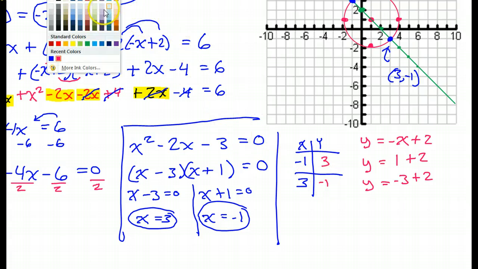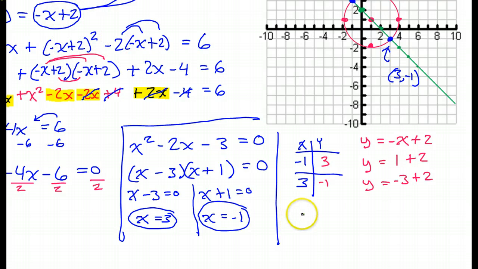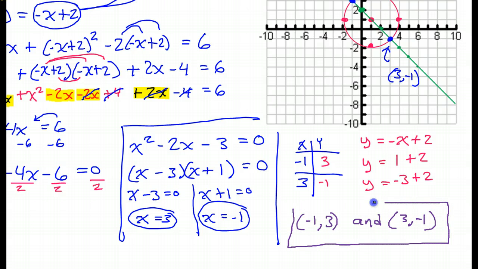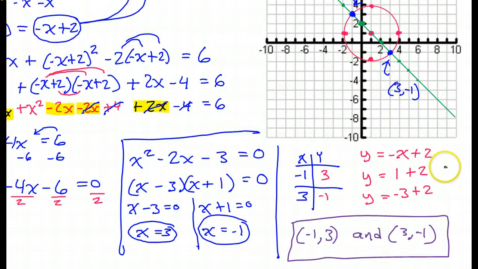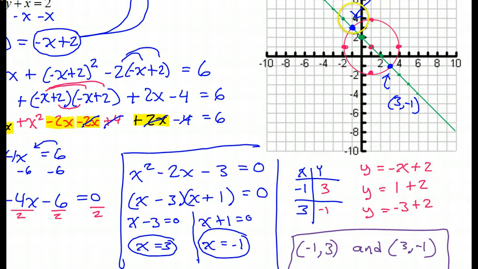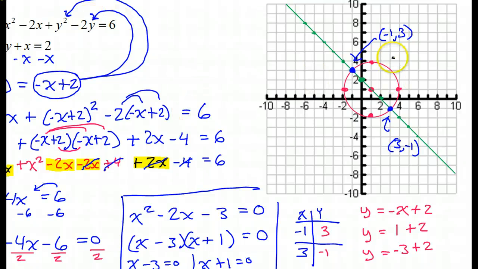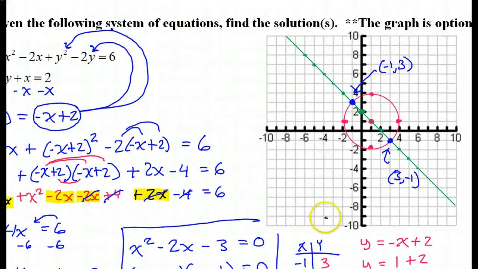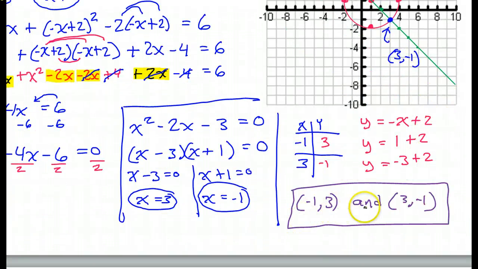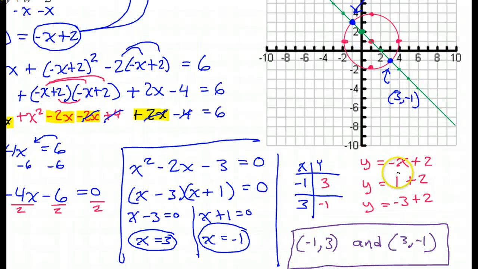Either way, the solutions come out to be negative 1 comma 3 and 3 comma negative 1. And that is how you would record your answer. Notice that when you solve by graphing, you graph the circle and then you graph the other equation as a line, and you see where they intersect. So these values that we found algebraically are the intersection points, negative 1, 3 and 3, negative 1. You should get the same answer either method.